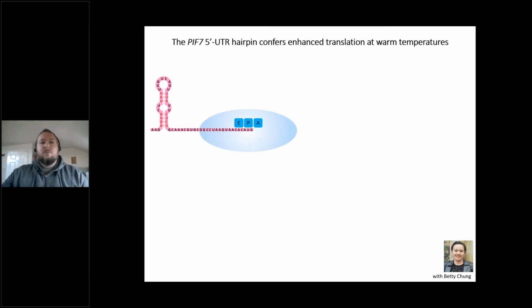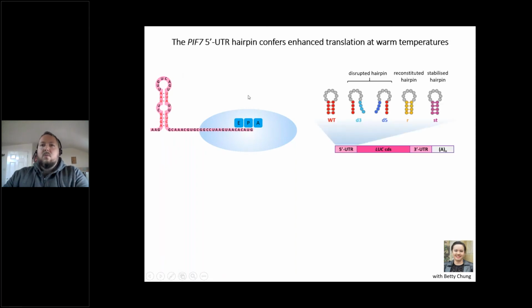So the first step we wanted to do was to look at potential secondary structures in the PIF7 5' UTR, and we used minimal free energy as a way to predict secondary structure formation. And we found that the most likely secondary structure in the UTR is actually a hairpin that forms rather close to the initiation codon, which is depicted here. So we decided to investigate the functional relevance of this hairpin, putative hairpin, I should say, at this point.